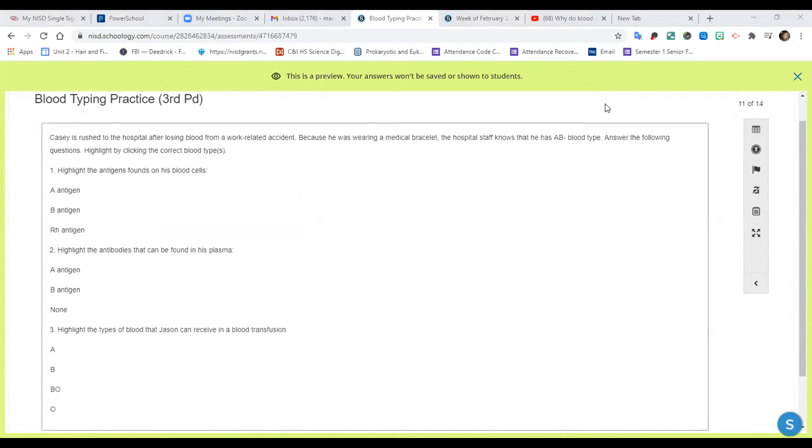Okay, Casey is rushed to the hospital after losing blood from a work-related accident. Because he was wearing a medical bracelet, the hospital staff knows that he has AB negative blood type. Answer the following questions, highlight by clicking the correct blood types. So highlight the antigens found on his blood cells. So for number 1, which one is it? A, B, RH?